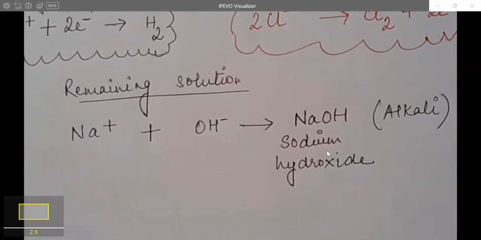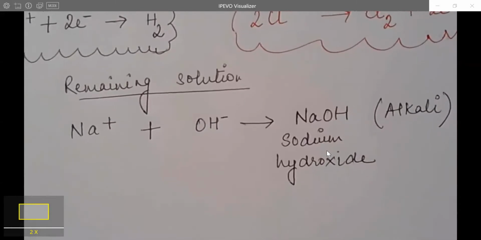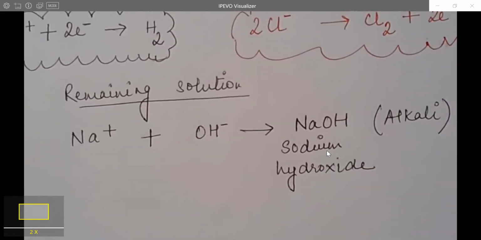How can we check this? Very simple. We can either use a piece of litmus paper. Red litmus paper would turn blue, or we can add 1 or 2 drops of universal indicator solution, and the color would change to blue. And that shows that the remaining solution is alkaline.